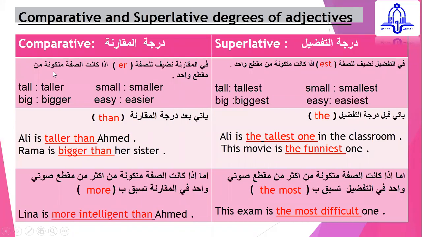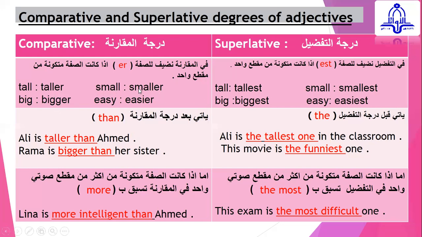So as we said, if the adjective consists of one vowel letter, it means it has one syllable sound. إذا كانت الصفة تحتوي على حرف علة واحد، إذا معنى ذلك أنها تتكون من مقطع صوتي واحد. أما إذا كان هنالك عدة حروف علة في الصفة، معنى ذلك أنها تتكون من عدة مقاطع صوتية. إذا يجب أن نعرف هل الصفة متكونة من مقطع صوتي واحد أم عدة مقاطع صوتية لإضافة ER أو EST، يعني لتحويل الصفة إلى درجة مقارنة أو درجة تفضيل. Number 1 في المقارنة نضيف للصفة ER إذا كانت الصفة متكونة من مقطع واحد. Tall, taller, big, bigger، أكبر.